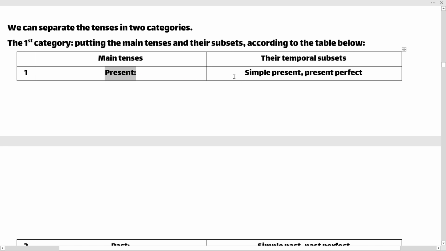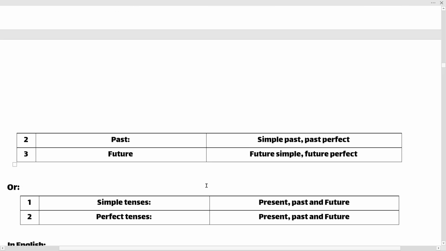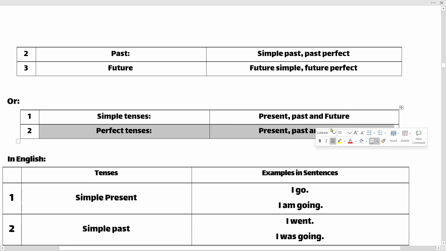In present, we have simple present and present perfect. The same thing goes for the past tense, which is simple past and past perfect. And the same thing goes for future, future simple, and future perfect. So we have 3 simple tenses and also 3 perfect tenses. Remember, when we combine them, we have 6 tenses. So here, simple tenses are present, past, and future, and perfect tenses are present, past, future. 2 multiplied by 3 makes 6 tenses.